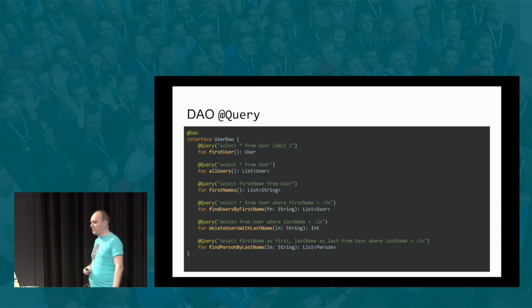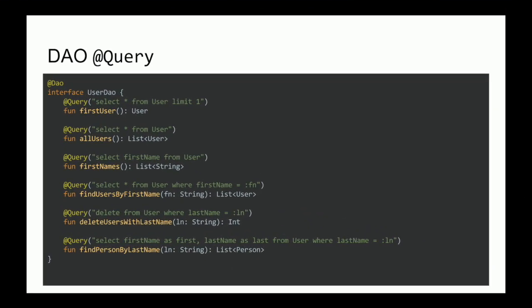And this is an example of a simple data access object. It has a lot of methods, but it's an example. You annotate it with the DAO annotation, and then you just have abstract methods, or interface methods in this case, where you say what you want to get out of this database. And then you annotate these methods with, in this case, Query, which contains a literal SQLite query.